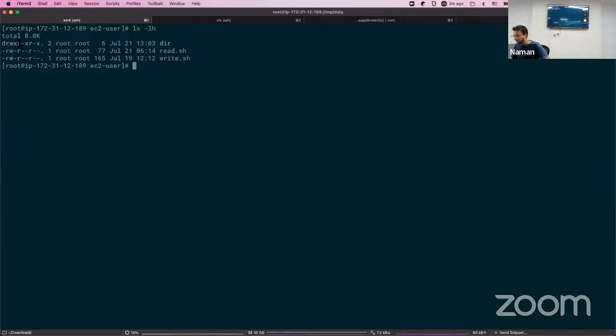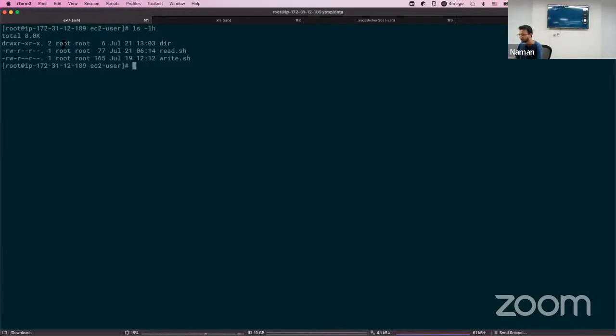And then we have a bunch of these, D, W, X, R, or a hyphen. If we club these together, it basically means that this file is readable, writable, as well as executable for the owner, the user, and this is for the group, and this is for the others. And then we have this number 2. Does anyone know what this means? These are the links, where this file is being referenced from.